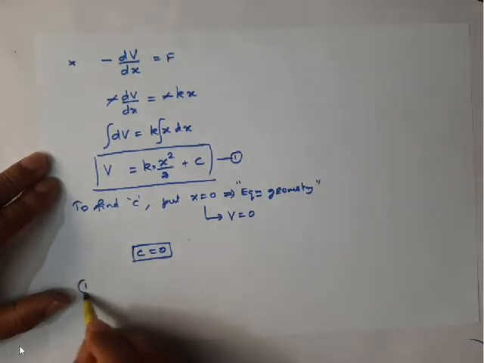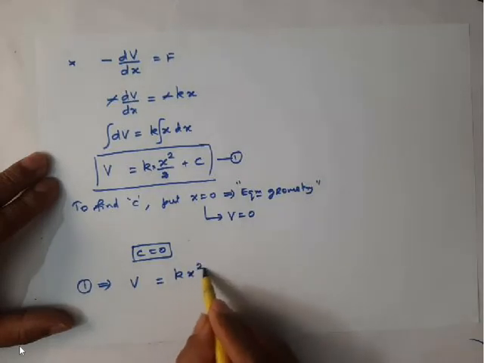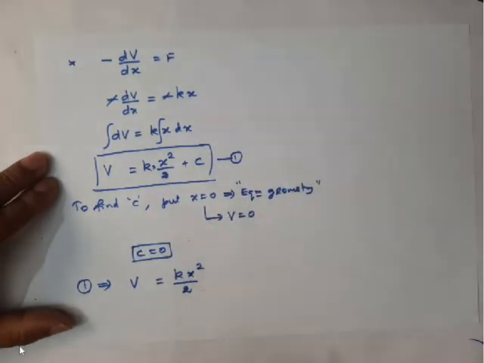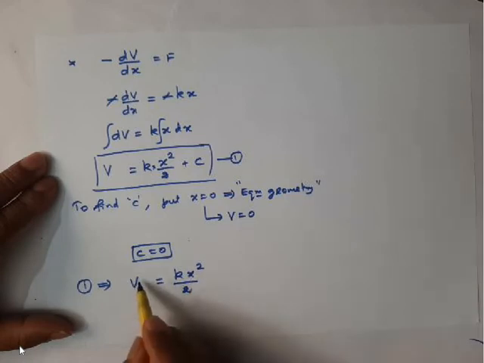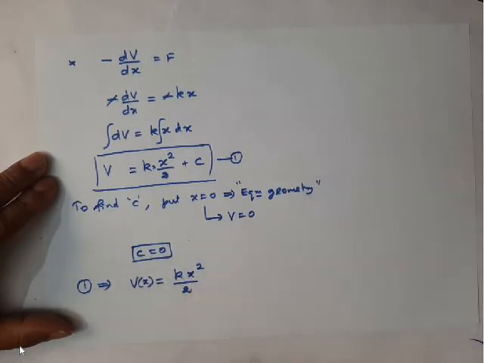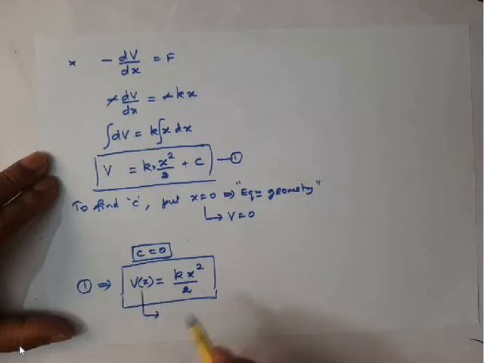So therefore equation 1 gives potential energy V equal to k into x square by 2, because c is 0. Here k is a constant, 2 is a constant, so the only variable here is the displacement. So potential energy varies with the displacement. This equation looks like a parabola, so the potential energy behaves in a parabolic manner. It is a parabolic potential energy, and it is continuous.